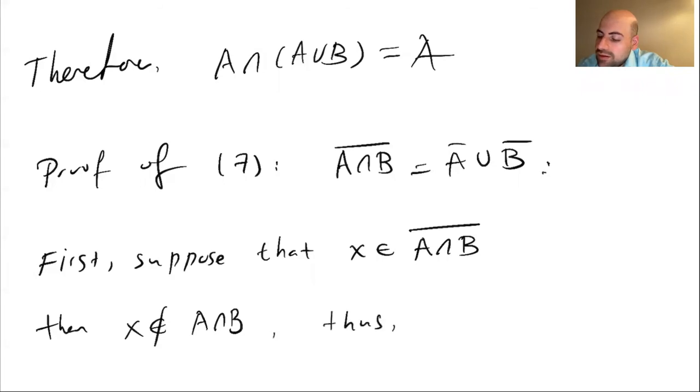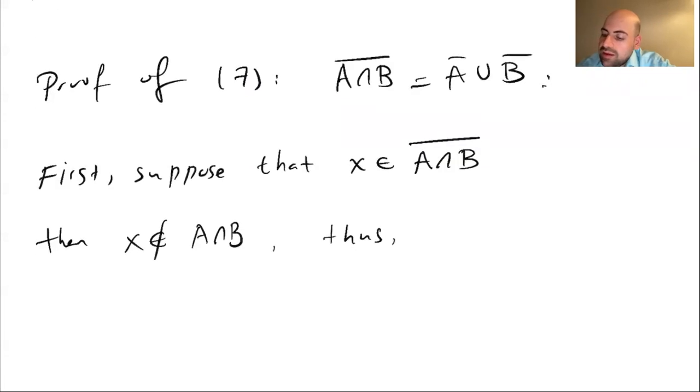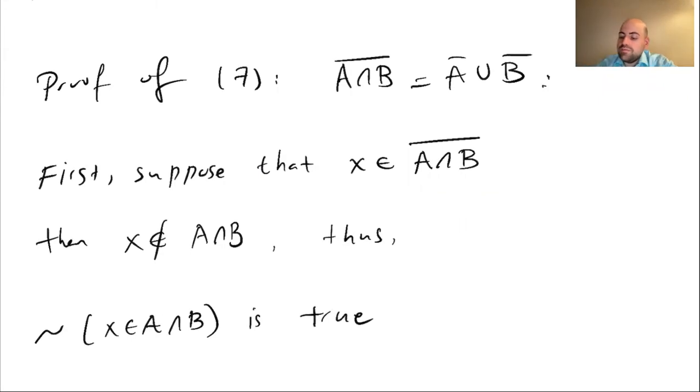Thus, what can I say? That means the negation of "X belongs to A intersection B" is true. When can I say that X does not belong to A intersection B? If the negation of "X belongs to A intersection B" is true. Because the negation of "X belongs to A intersection B" is "X does not belong to A intersection B."